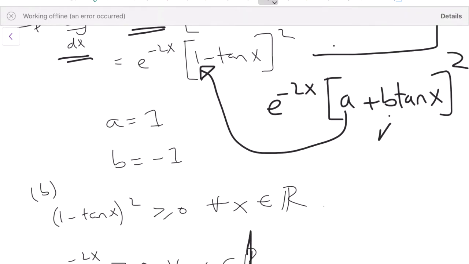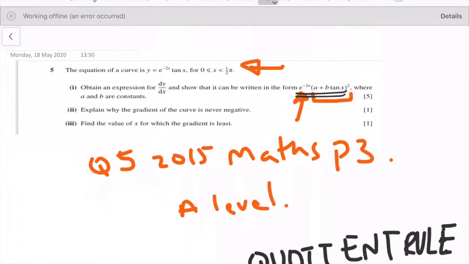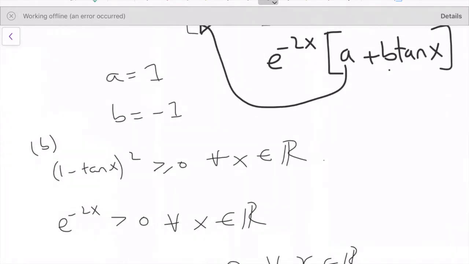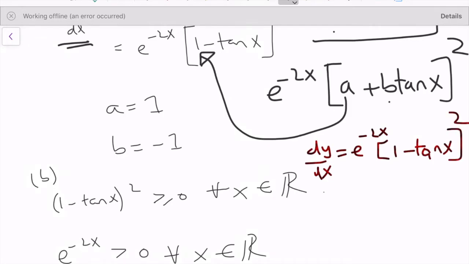So the second part of the question asks why the gradient is never negative. So we have the gradient, and the gradient is given by, let me write it again, dy by dx, which is the gradient, equals e to the minus 2x, 1 minus tan of x, the whole thing squared, right? So this is our gradient right here.